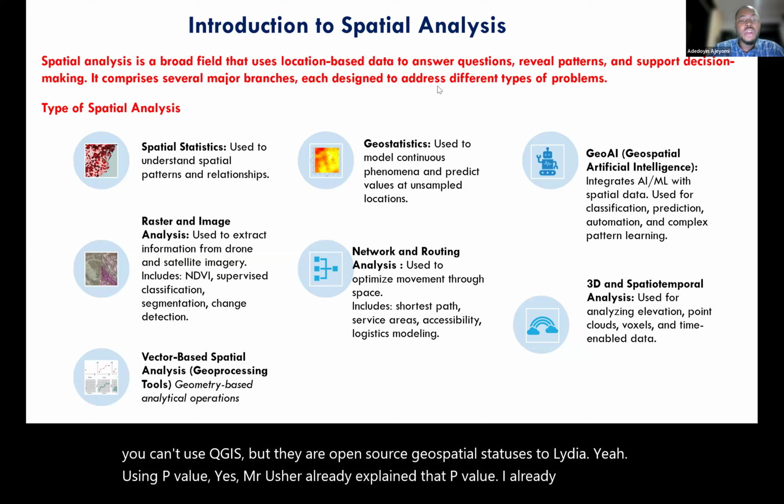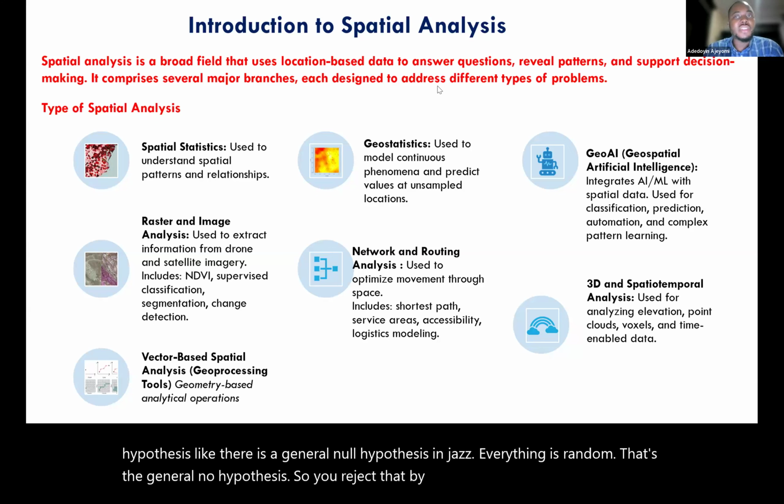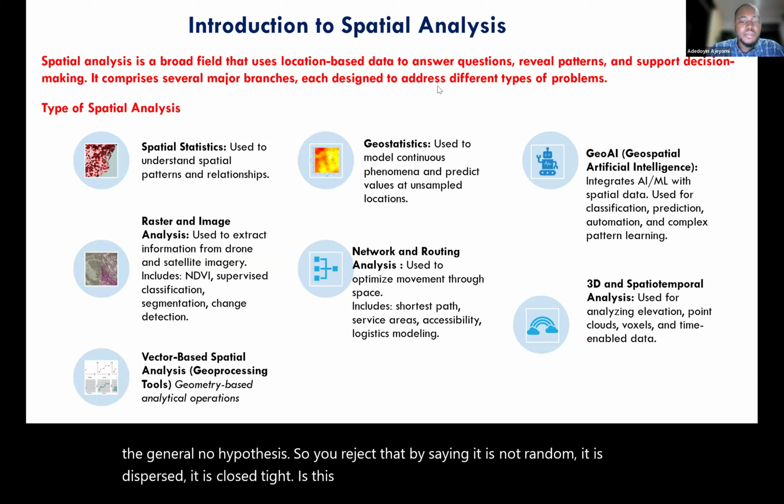Like, there's a general null hypothesis in GIS. Everything is random. That's the general null hypothesis. So you reject that by saying it is not random, it is dispersed, it is clustered, it is this. So that's where your p-value has to come in.